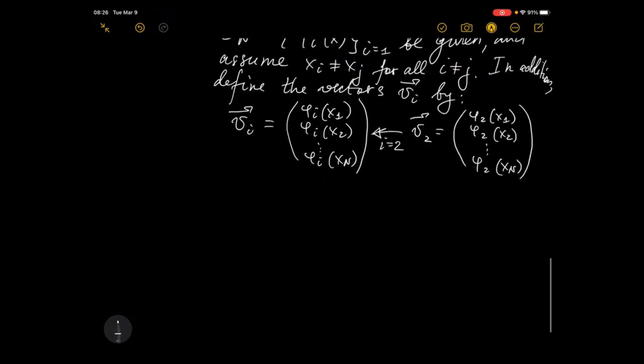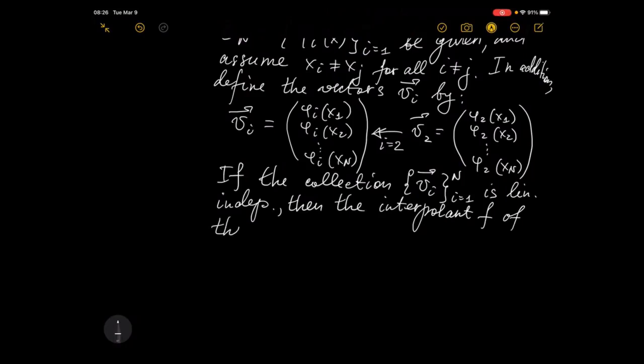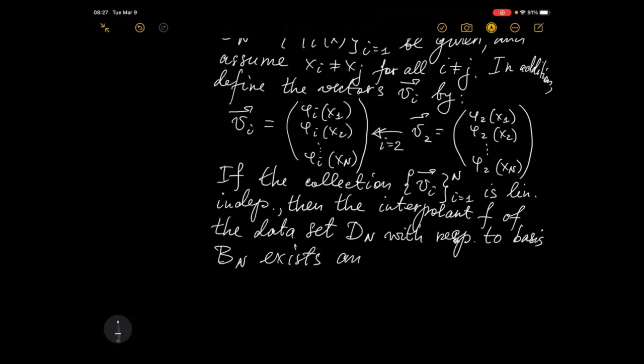Okay, if the collection v_i, i equal to 1 to n, is linearly independent, then the interpolant f of the data set Dn with respect to basis Bn exists and is unique.